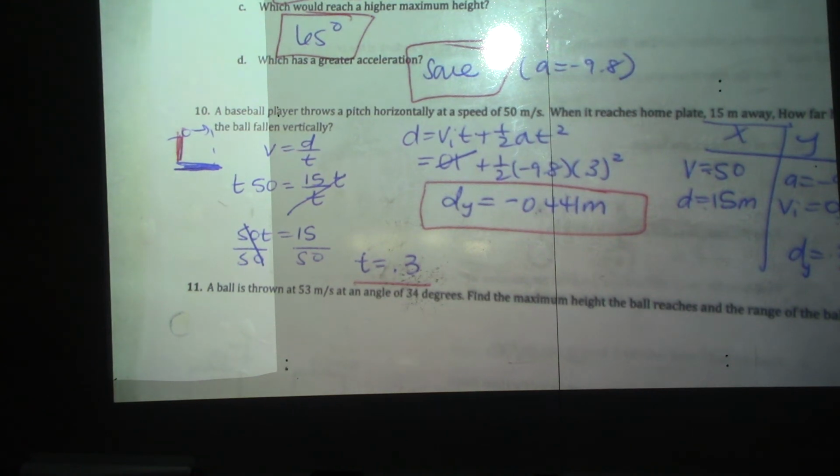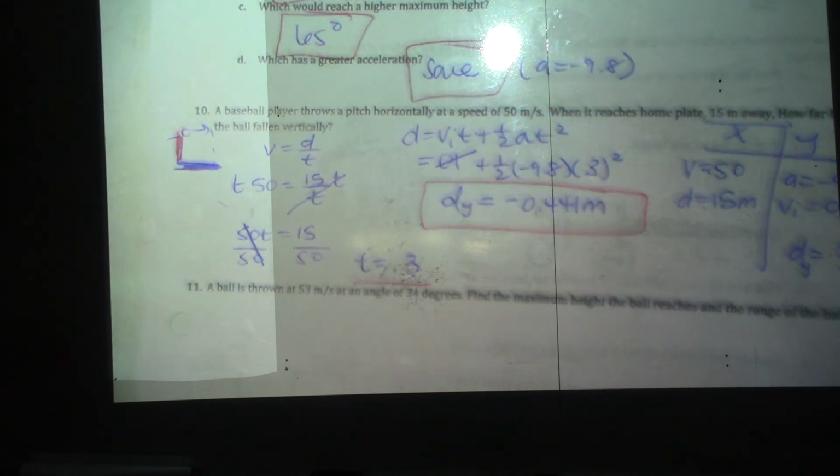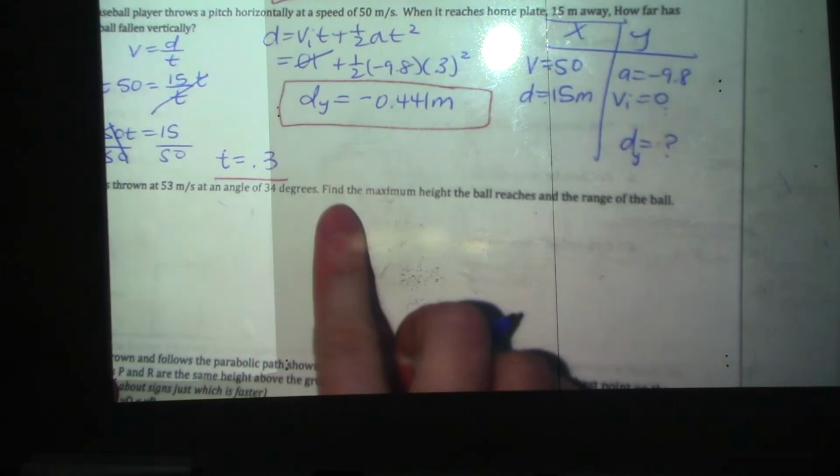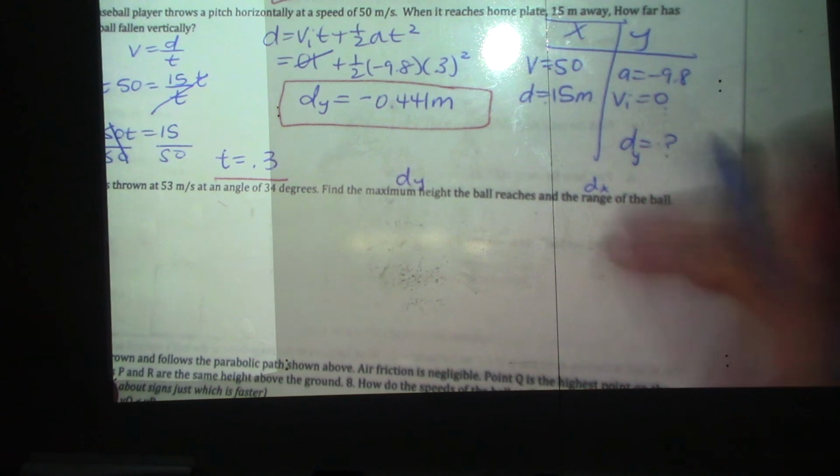11, a ball is thrown at 53 meters per second at an angle of 34. Find the maximum height and the range. The maximum height is the y distance. Range is just the x distance.